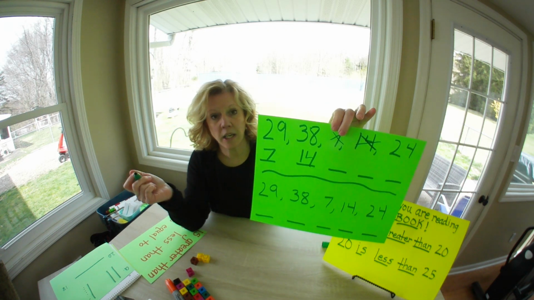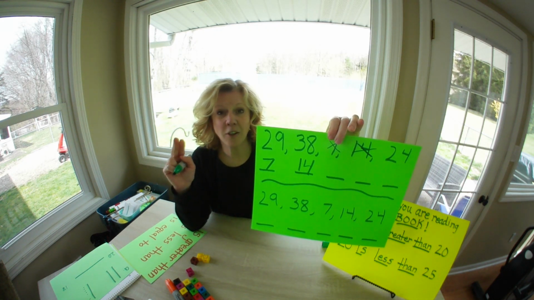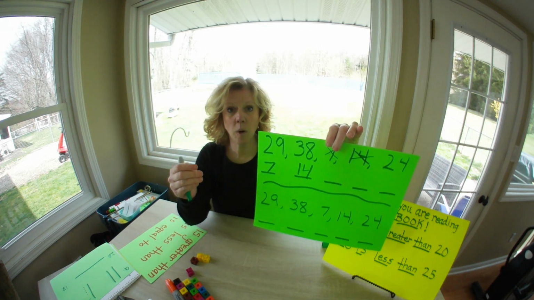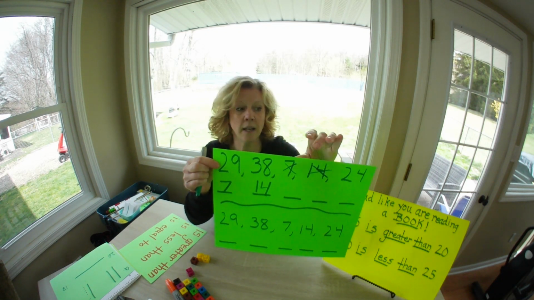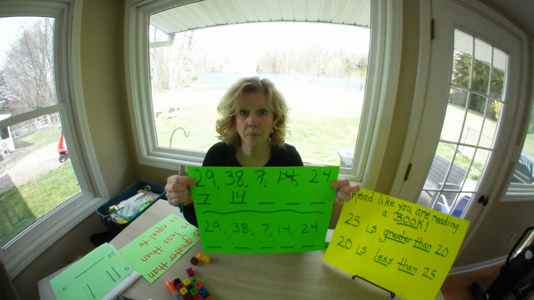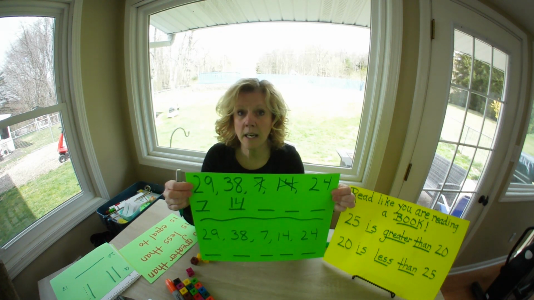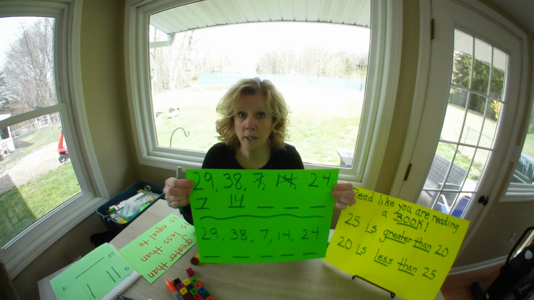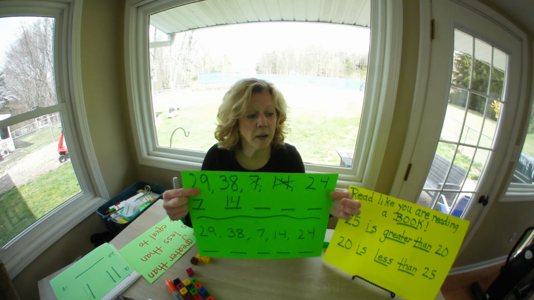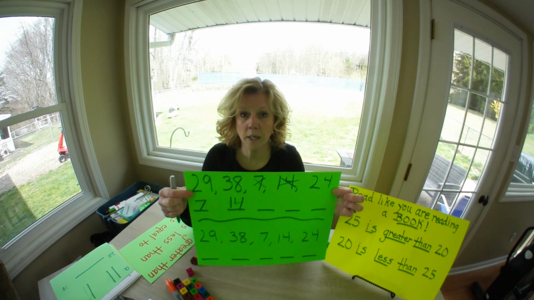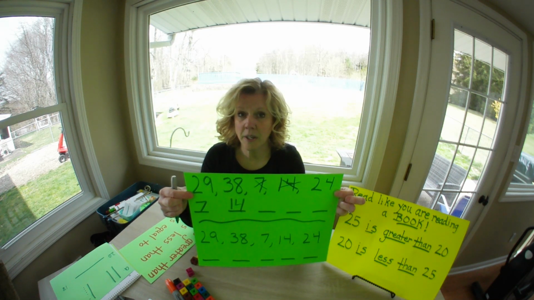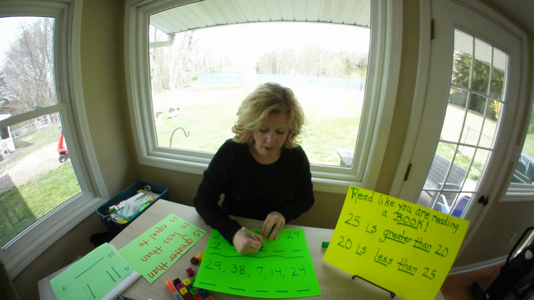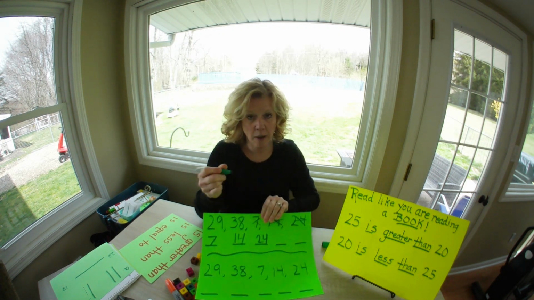Now, here's where it gets tricky because I have two numbers that have a 2 in the tens place, because we started with 0, then we went to 1, now we're at 2. I have 29, but I also have 24. Now, I've told you before, if you look at the tens place and the tens place has the same number, then you have to go to your ones place. So I have a 9 here, but I have a 4 here. Which one is smaller? If you said the 4, you'd be absolutely right. So 24 is going to be my next number, and I'm going to cross that one off.